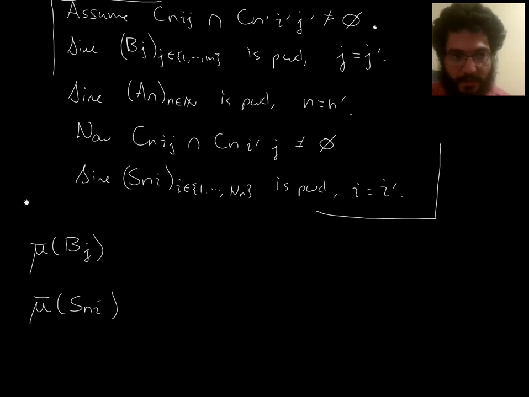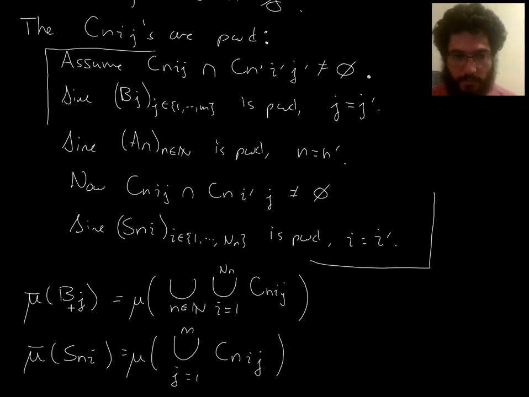Okay, so let me do this off screen. I'm just going to copy over what Bj and Sni are from up there. Okay, there we are. So Bj was this in terms of the Cnij's, and Sni was this. And now we can finally use the definition of mu bar on this. So we're still not using countable additivity. These are finite unions, but I'm using the definition of mu bar.